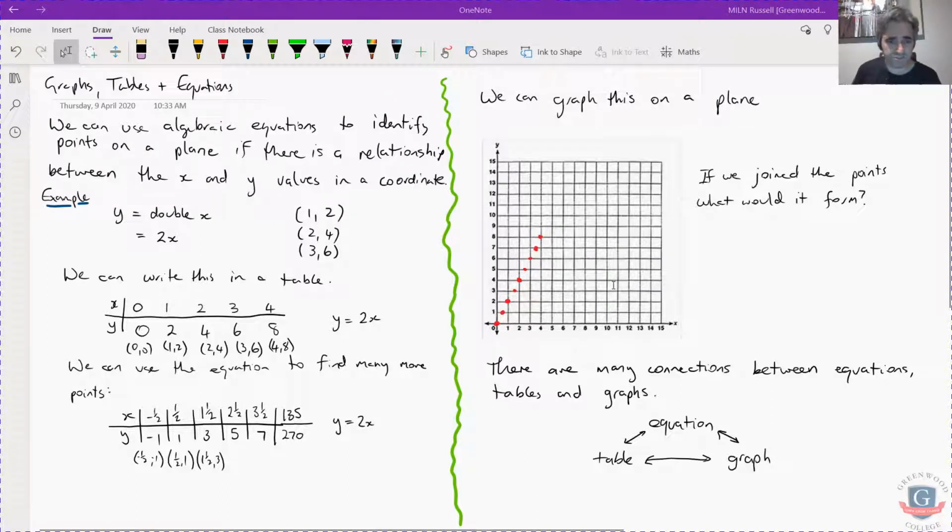Now the big question is, if we graph all of these and draw a line through them, we're going to get a straight line. And when we get a straight line from a graph, it's called a linear graph, or a linear function. It would be a straight line.